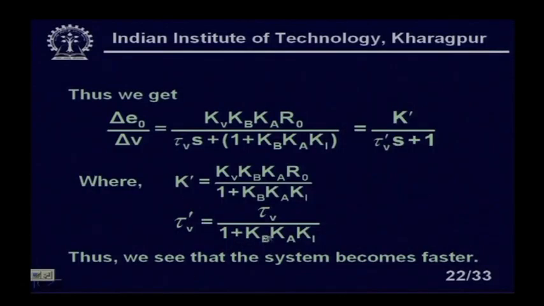If a thermometer time constant is small, I can measure the response very fast for a step input. If it is cyclic, obviously that advantage is also there. Thus, we see that the system becomes faster since we are dividing this tau V by this factor. So, obviously, tau dash V will decrease, and I can measure the high frequency.